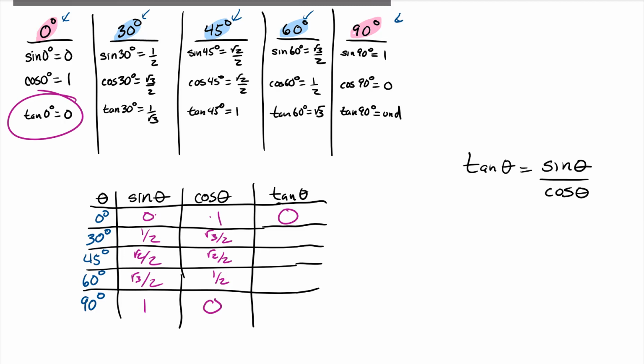Now, if we just look at the numerators, what's 1 divided by the square root of 3? It's 1 divided by the square root of 3. Oh, cool. What's the same number divided by the same number? That's 1. What's the square root of 3 divided by 1? The numerator of sine divided by the numerator of cosine. That's root 3. And lastly, what's 1 divided by 0? That's undefined.